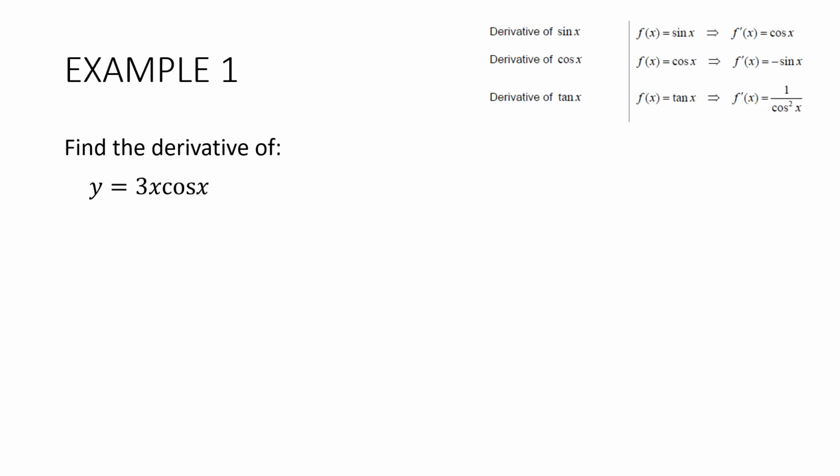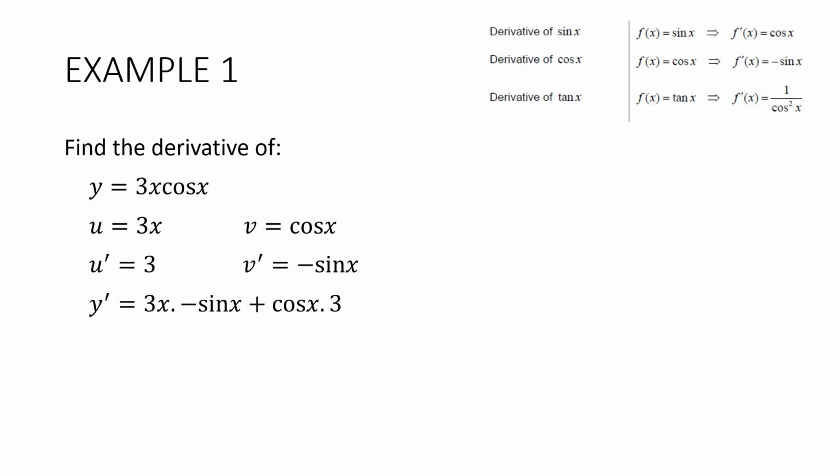Here's some examples. Find the derivative of y is equal to 3x cos x. So we have a product rule. u is equal to 3x, v is equal to cos x, u dashed is 3, v dashed is negative sin x. Let's construct the product rule. We have u times v dashed plus v times u dashed. And just tidying that up, the derivative is negative 3x sin x plus 3 cos x.